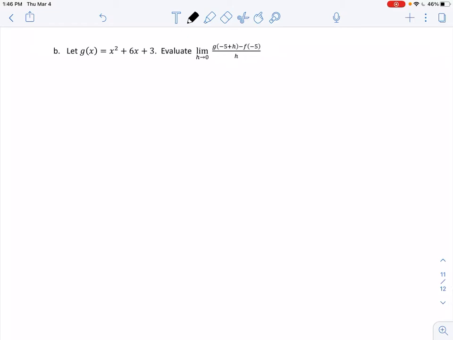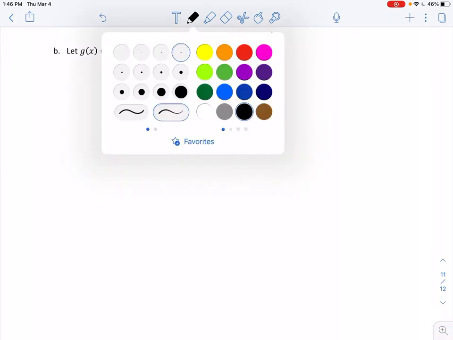All right, in our last video here, we've got a quadratic function. It says let g of x equal x squared plus 6x plus 3. I want to evaluate the limit as h approaches 0 of g of negative 5 plus h minus, whoops, here's a typo right here. This should be g of negative 5 divided by h. And I'm going to rely on those same 4 steps that I mentioned earlier that we used in the last example. So, step number 1.